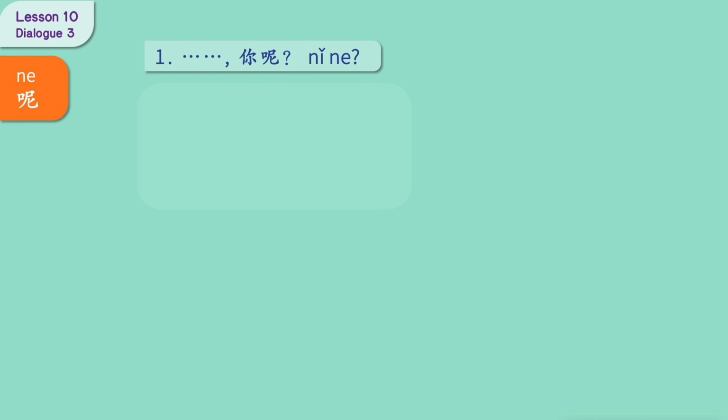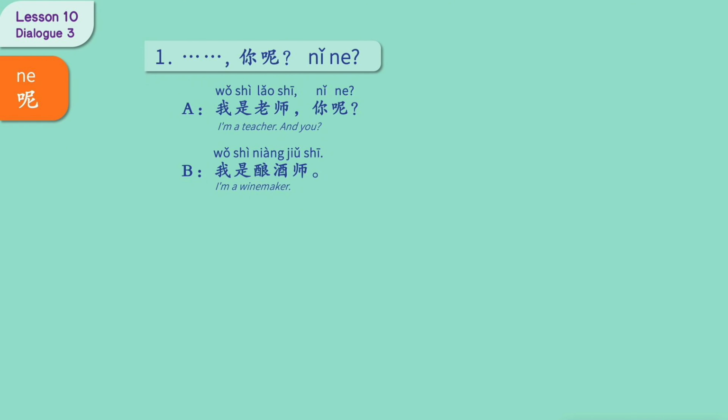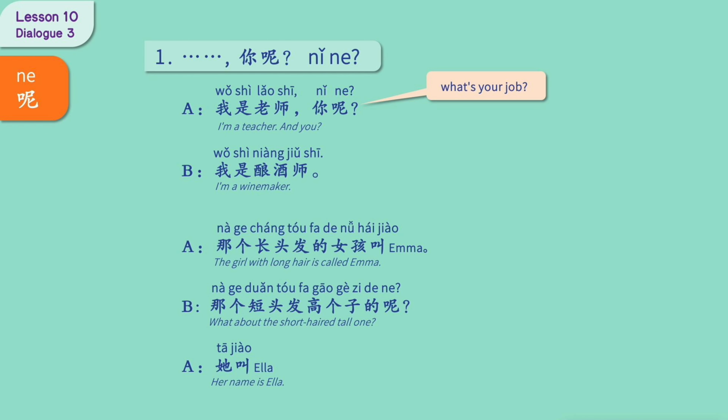This 呢 as a question word can be followed by many sentences. Let's see the examples. 我是老师，你呢？我是酿酒师。In this dialogue, 你呢 means what's your job? 那个长头发的女孩叫 Emma。那个短头发高个子的呢？This 呢 means what's the name of that girl? So the meaning of 呢 is fully linked to the sentence before 呢.